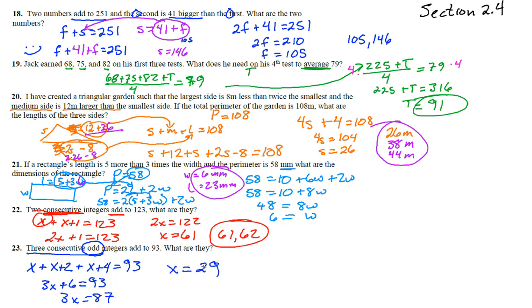29. Okay, so the first of the 3 consecutive odd integers is 29. So the next one up would be 31. And then the next one up would be 33. And those are the 3 consecutive odd integers that add to 93. Great!